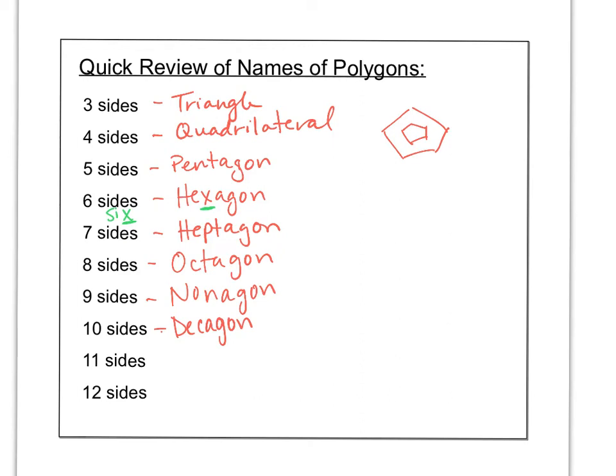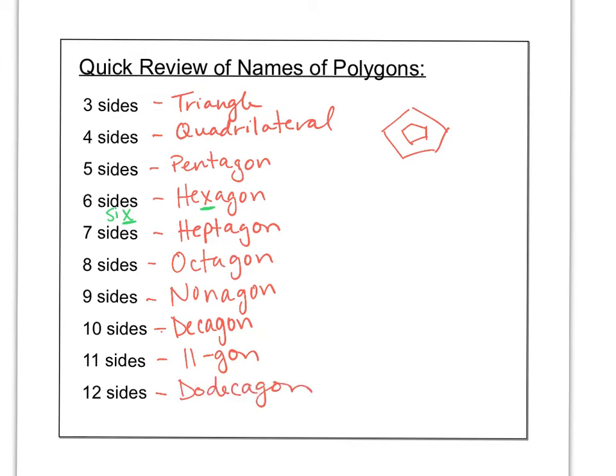11 does have a name. I believe it's called a hendecagon, but for our purposes in math class, usually once you get to 11, you can just call it an 11gon. The only other one that I really worry about the name is 12. And 12 is a dodecagon.